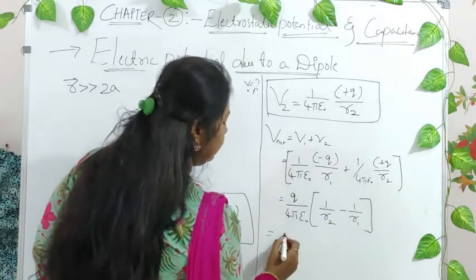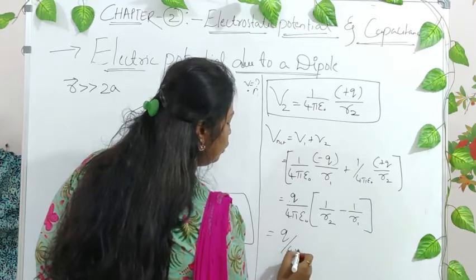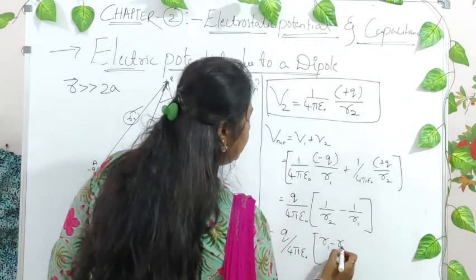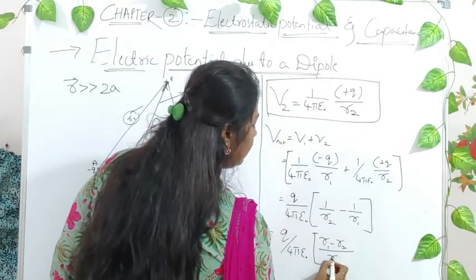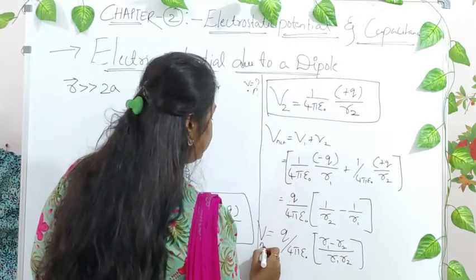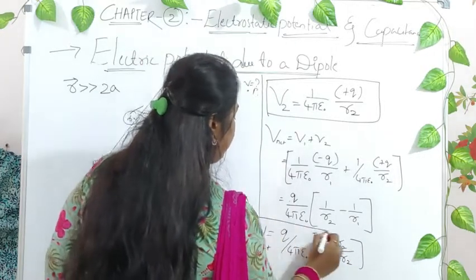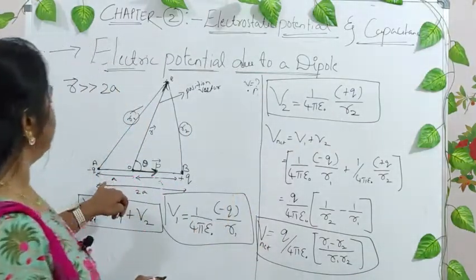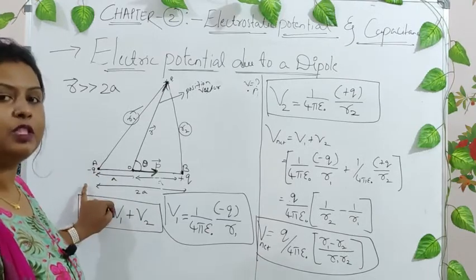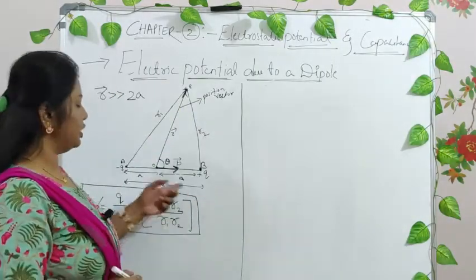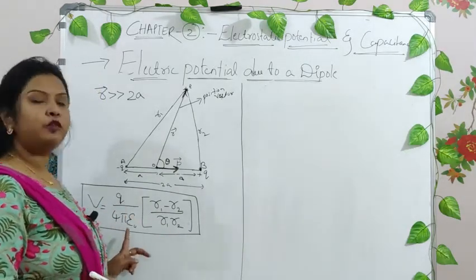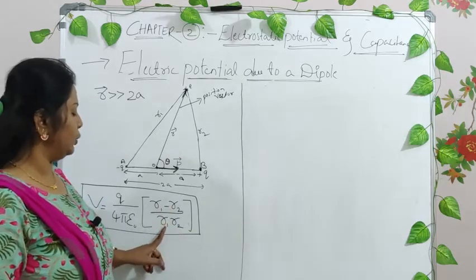So take the LCM. What you get is Q divided by 4 pi epsilon naught, times R1 minus R2 divided by R1 R2. This is the net potential at this point P due to a dipole of positive and negative charge. Is this clear up to this point? Okay, hope it is clear. How did we get this potential equation? That is Q divided by 4 pi epsilon naught, times R1 minus R2 divided by R1 R2.